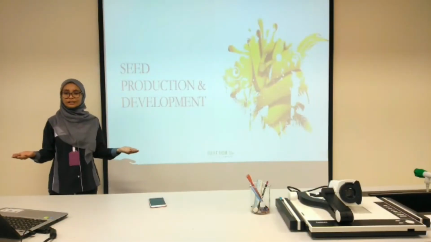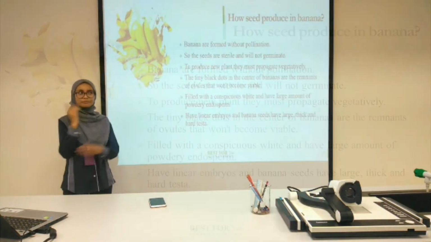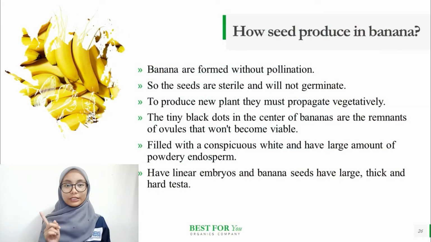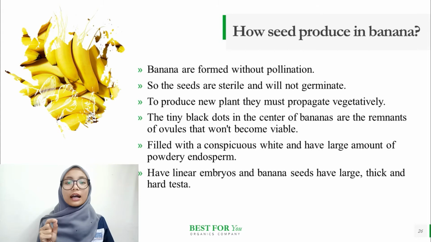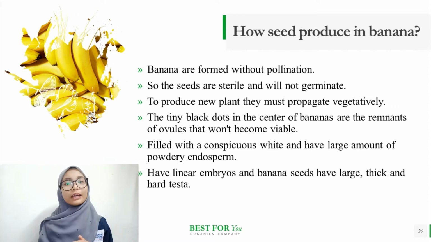Next, we are going to talk about seed production and its development. How are seeds produced in banana? Bananas are formed without pollination, so the seeds are sterile and will not germinate. To produce a new plant, they must be propagated vegetatively. The tiny black dots in the center of a banana are the remnants of ovules that won't become viable. The seed is filled with a conspicuous white, powdery endosperm in large amounts. It has linear embryos, and banana seeds have a large, thick, and hard testa.